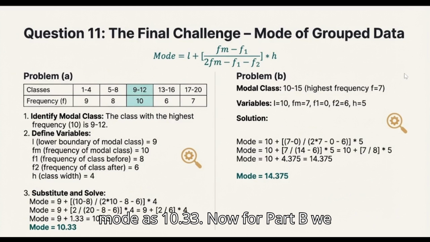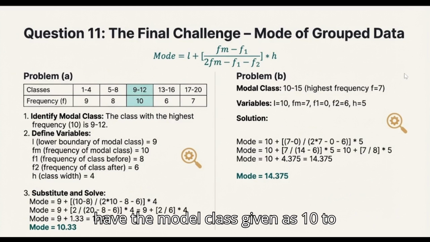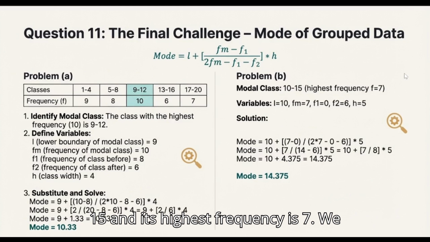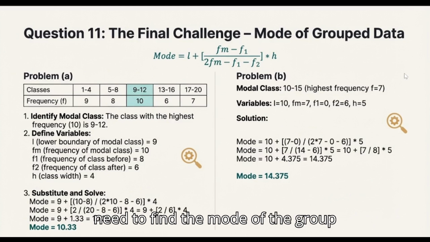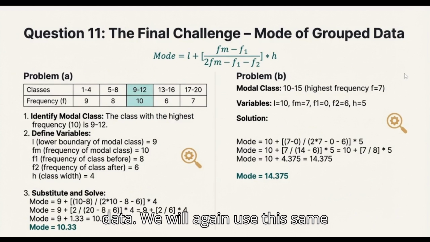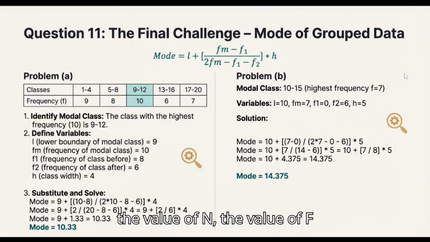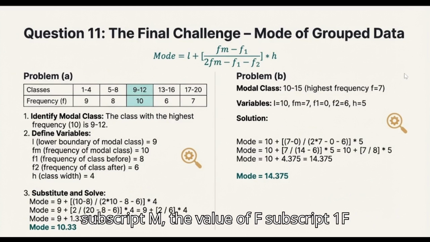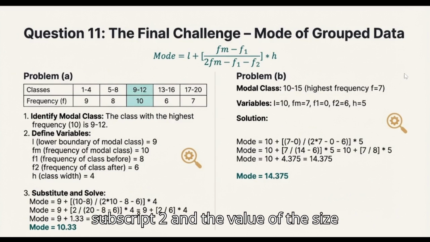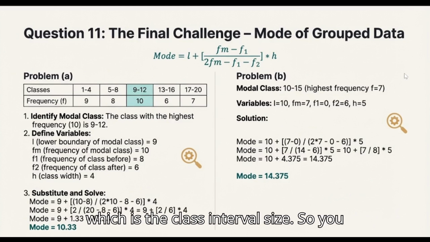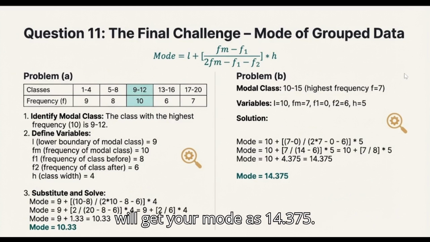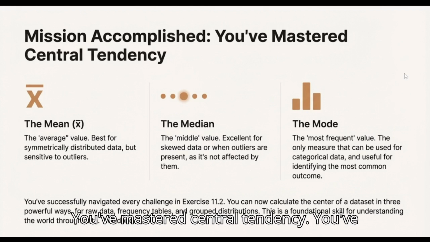Now for part B, we have the modal class given as 10 to 15 and its highest frequency is 7. We need to find the mode of the grouped data. We will again use this same formula and place the values. For example, the value of L, the value of Fm, the value of F1, F2, and the value of h, which is the class interval size. So you will get your mode as 14.375.